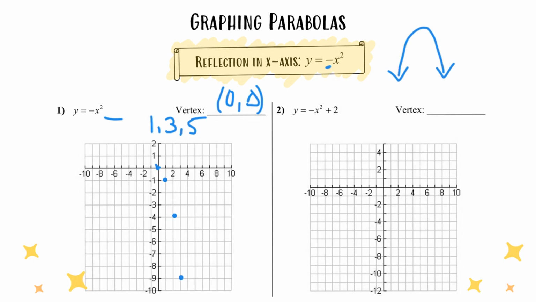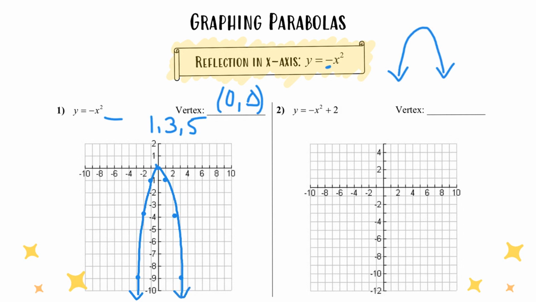And you're going to do the exact same thing on the other side. Starting from the vertex, 0, 0, you're going to go 1 to the left, down 1, 1 to the left, down 3, 1 to the left, down 5. And then once you have done that, you are going to make a nice smooth curve. Put an arrow. Do the same thing on the other side.